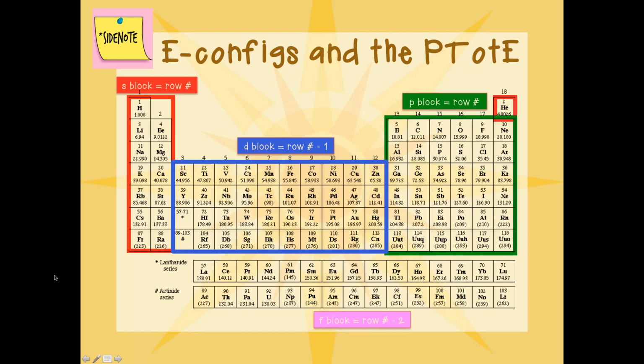If I had an element down in the F block, I would take row number minus 2, because it's really difficult to fill all of this F block before I fill some of these other ones. And this is row number minus 2. So if I wanted to fill neodymium, which is one of these elements here, what I would have to do is fill elements 1 through 59, because really, remember, this should be right here. So I don't fill up the rest of this D block level. I would stop at element 60. So that would look like this.